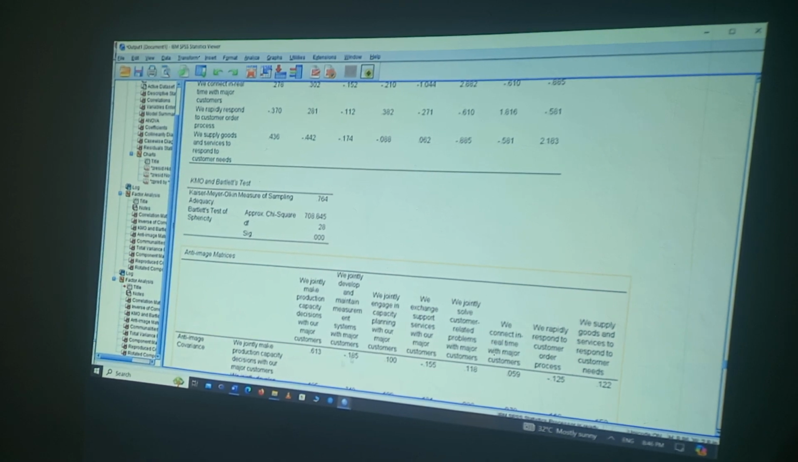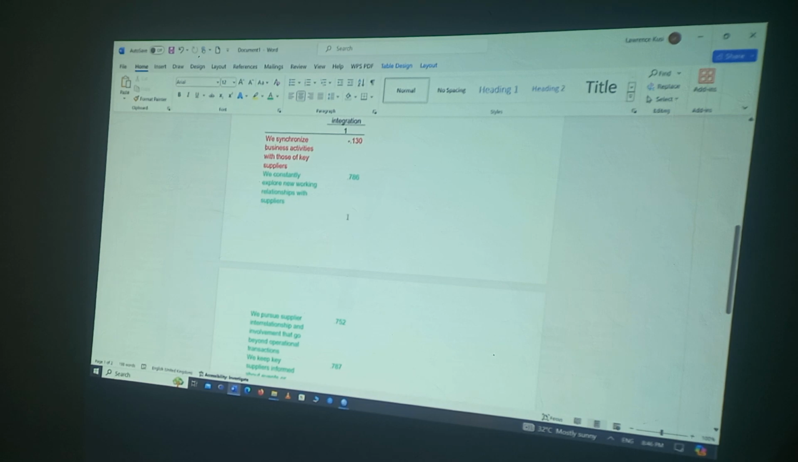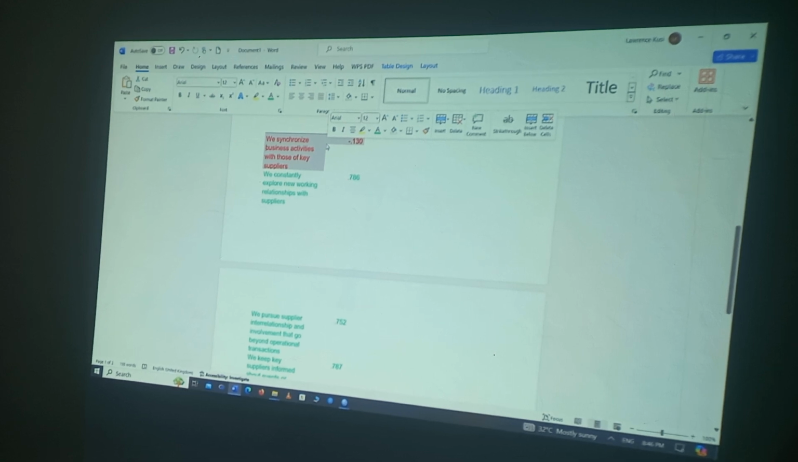Now, let me educate you on this one. Since this factor did not validly measure that construct, you exclude it in subsequent analysis. Okay? It is not good. If the question is not measuring what is intended, do you have to use it? You don't have to include it in subsequent analysis.